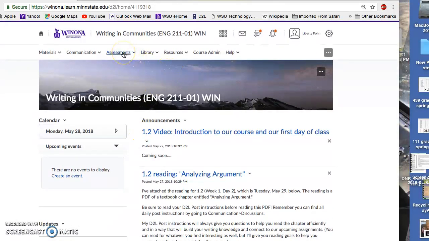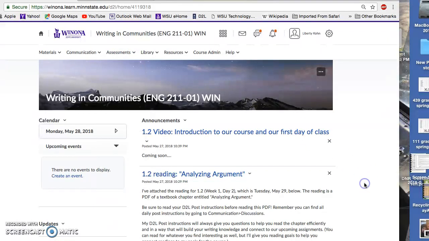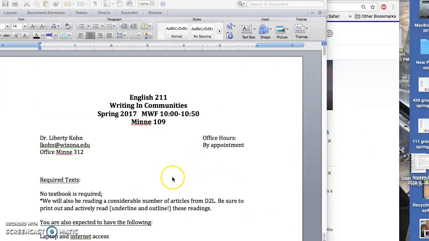You will have eventually a Dropbox, and that'll be here under assessments and assignments. I don't have them set up yet. And there'll be a Dropbox there where you put your major papers for the course. More on that later. Right now, what we want to do is take a peek at the syllabus and policies.